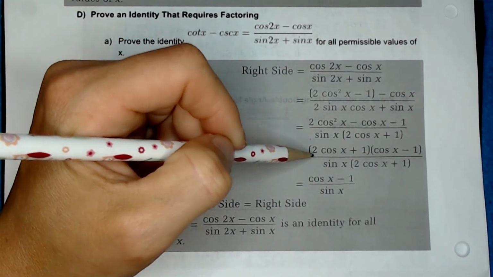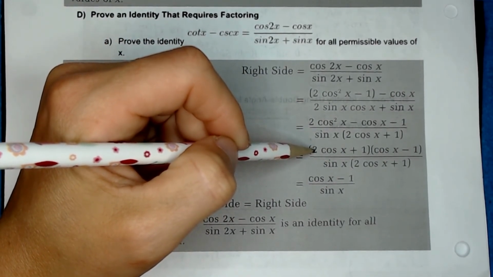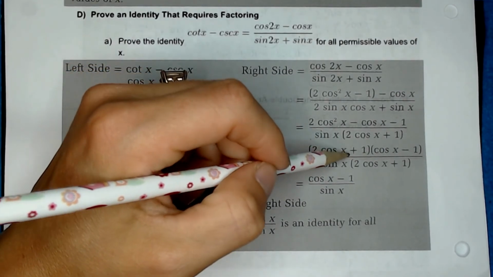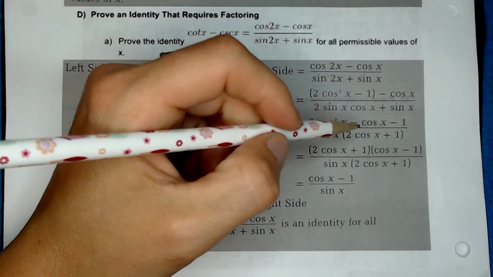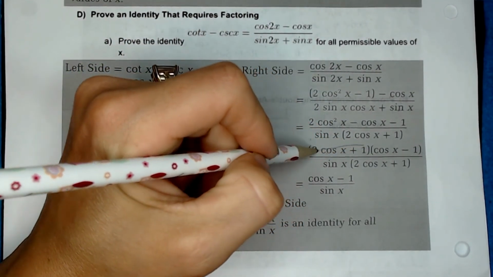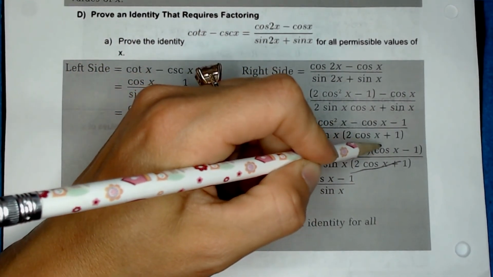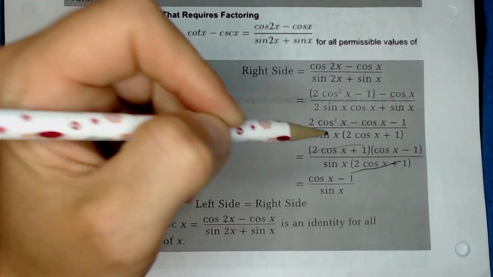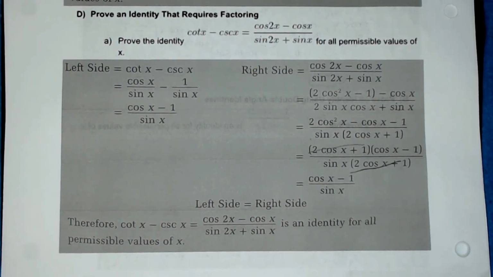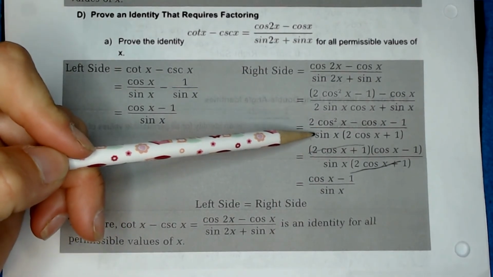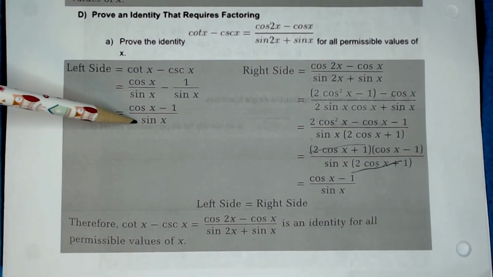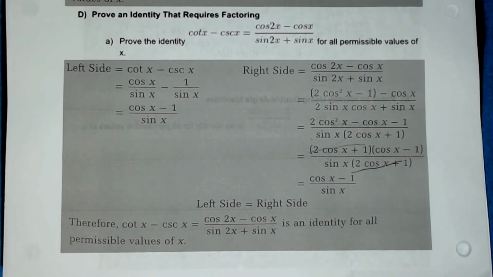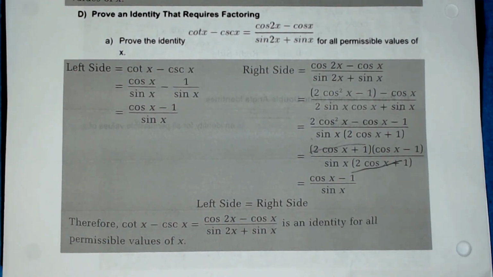The next step here is to factor out that top polynomial, 2 cos x plus 1 times cos x minus 1. And then you can just cancel these common terms, and you're left with cos x minus 1 divided by sine x. So notice how in the bottom here we manipulated out that sine x to create the same situation as the left-hand side. That's what you want to be looking for when you're doing these problems.